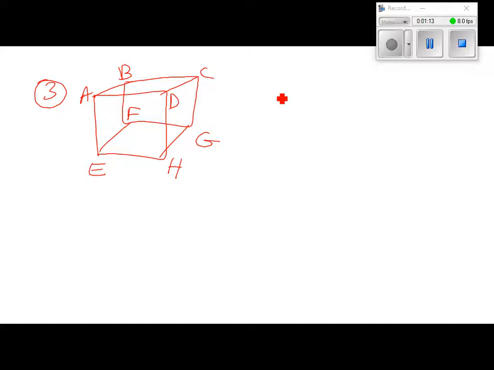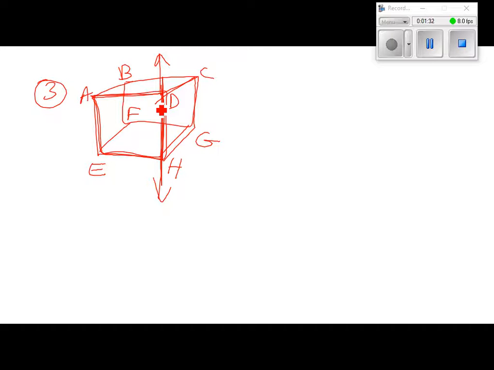Number 3 says, the figure below is a rectangular shipping box. Name 2 different planes that contain line DH. Line DH would be this line that goes through here. And we want 2 planes that contain that. Well, this front plane right here would be one of them. The side plane would be one.